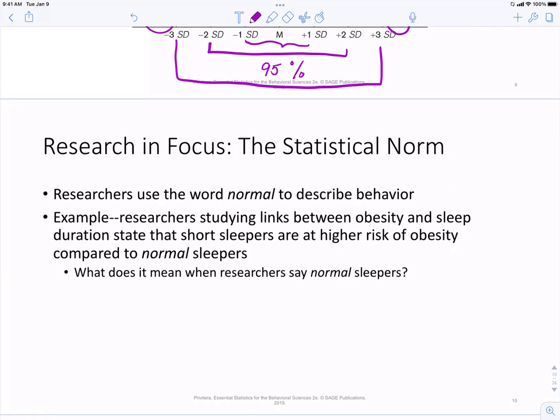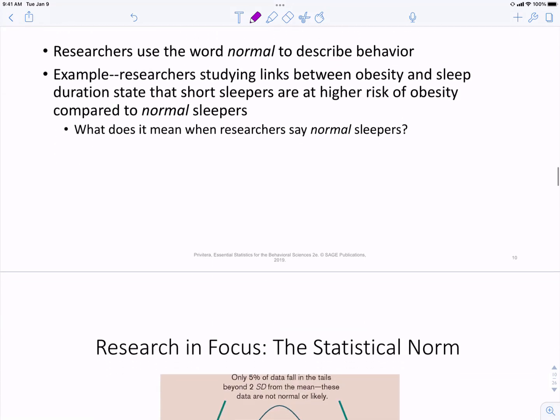So often this is referred to as a statistical norm. Researchers use the word normal to describe behavior. Sometimes they'll be, for example, studying a link between obesity and sleep duration, and they might state that short sleepers are at a higher risk of obesity compared to, quote, normal sleepers. So what does that mean when researchers say normal sleepers?